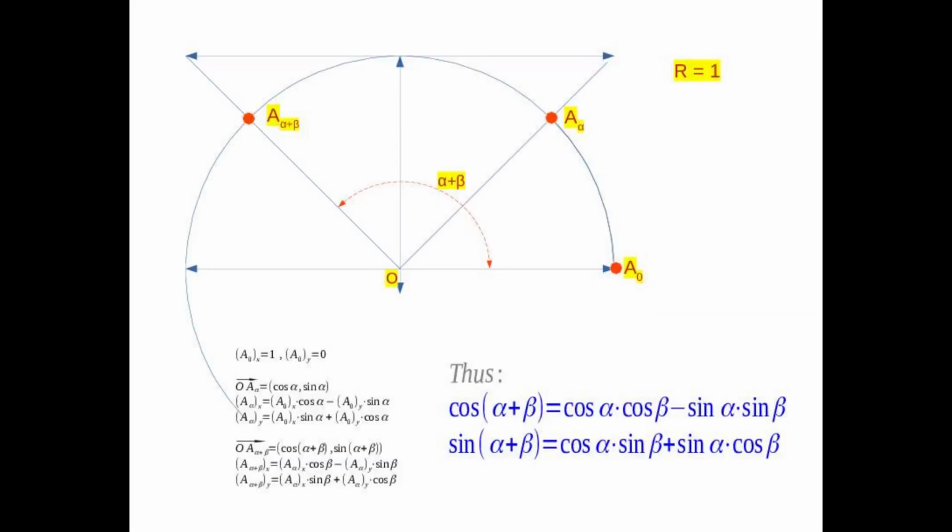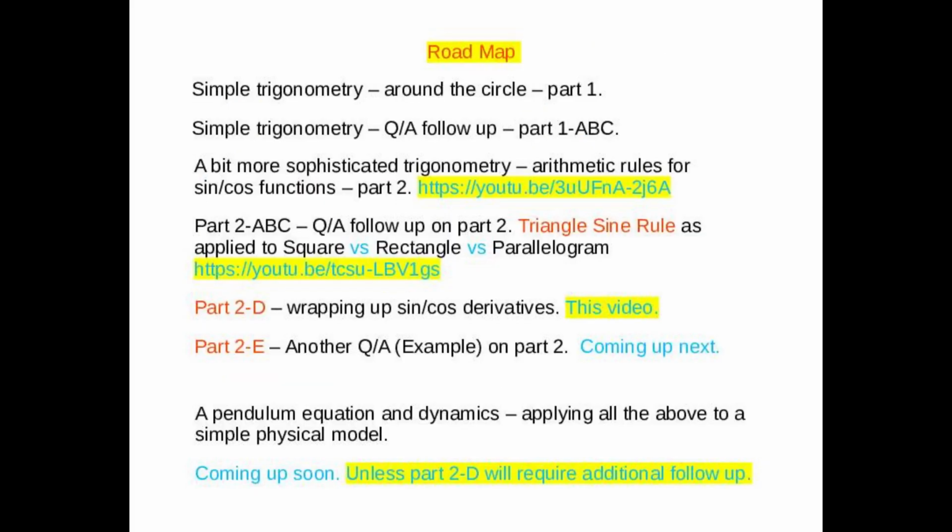In Part 2, we derived formulas, highlighted here in blue, for sine and cosine of alpha plus beta. Please commit those rules to your memory, which will be easier to do if you understand how we derived them. See Part 2, link below. Also, stay tuned for next video, Part 2E, where practical examples will be presented.